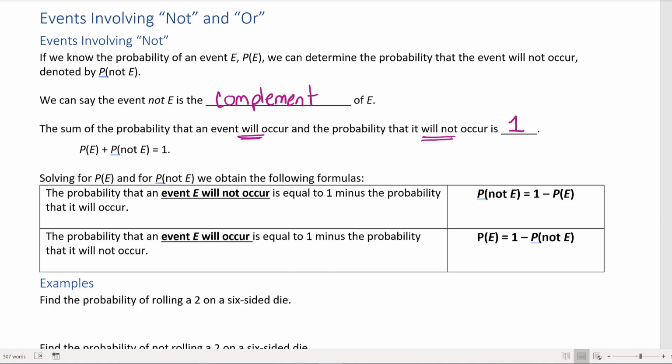Now if I solve for P of E and P of not E, we can get the following formulas. The probability that the event will not occur is equal to 1 minus the probability that it will occur. The probability that event E will occur is equal to 1 minus the probability that it will not occur.